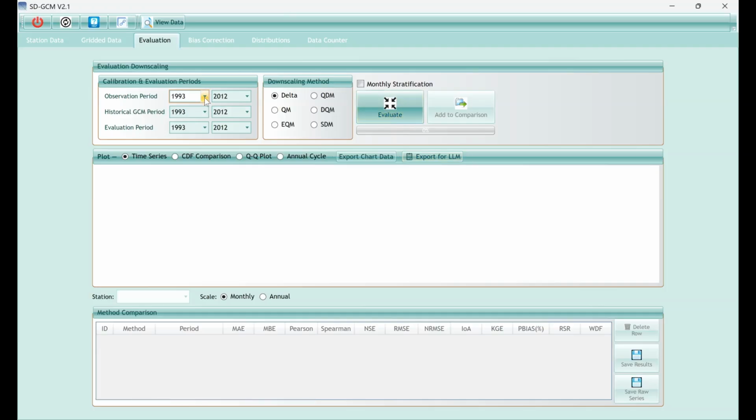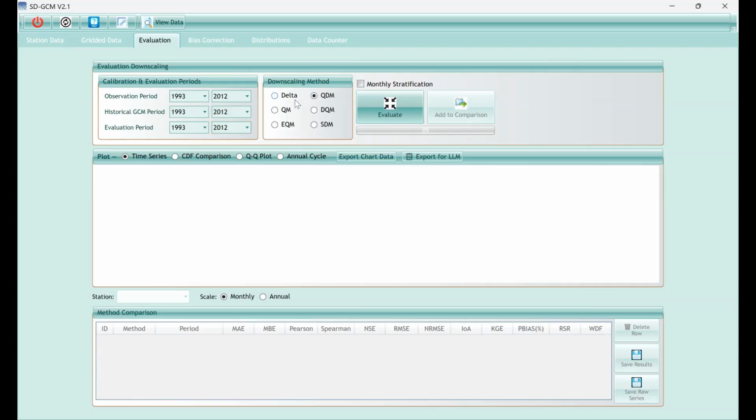For our first experiment, I'll use the same period for calibration and evaluation. The observation period is from 1993 to 2012. The historical GCM period is also 1993 to 2012. Finally, I'll set the evaluation period to 1993 through 2012. This approach evaluates each method using the same data that was used during calibration. Although this usually produces the best statistical performance, it does not tell us how well the method performs on independent data.